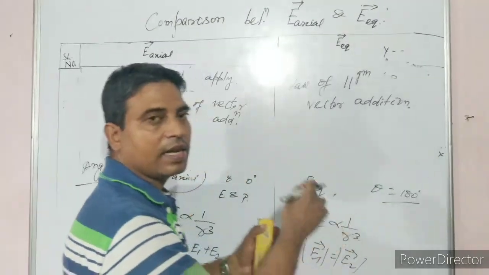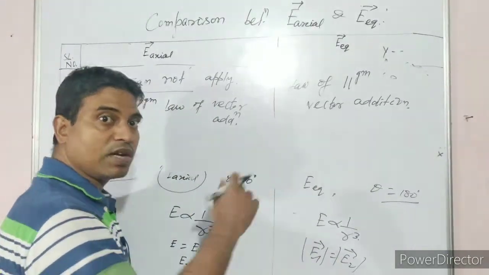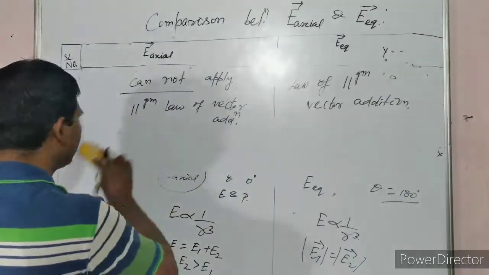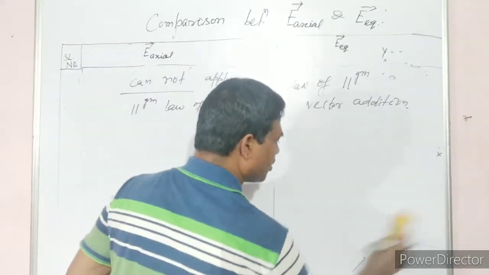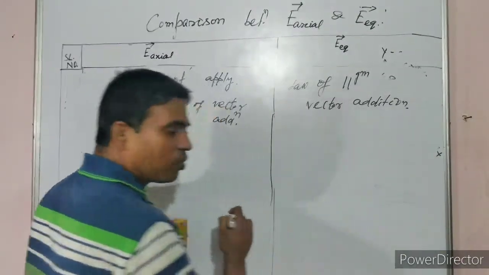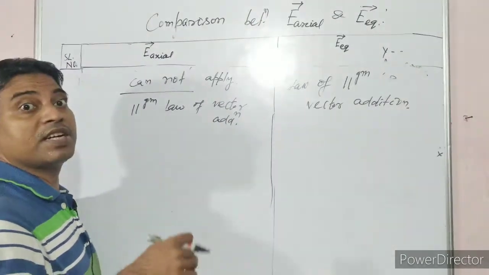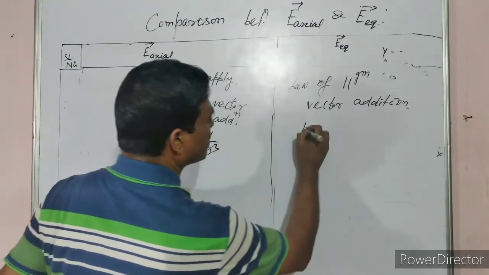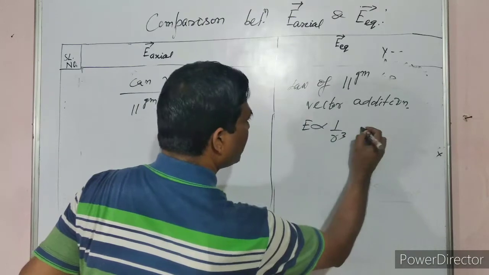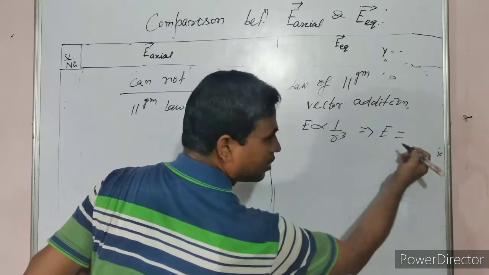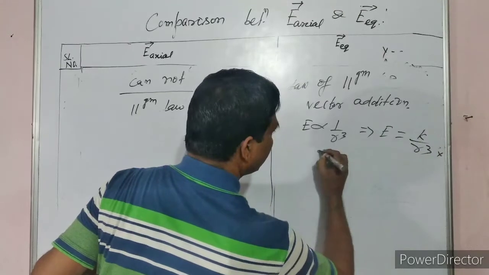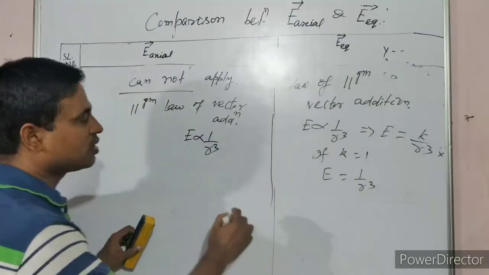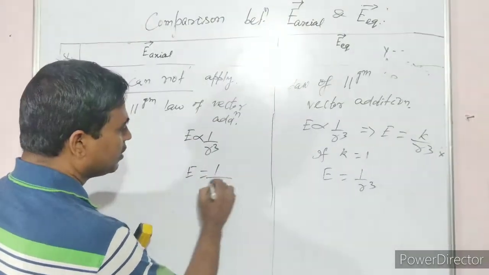case of the equatorial line, the electric field is resolved into two components: E1 cos theta, E1 sin theta, E2 cos theta, E2 sin theta. Then come to the most important point, for your better understanding, the last point. For the same distance from the center of the electric dipole, what are you observing? E is proportional to 1 by R cube, in both cases. Yes or no? So E is equal to some constant K by R cube. If K is equal to 1, E is equal to 1 by R cube. Can you understand? In both cases you are observing this.